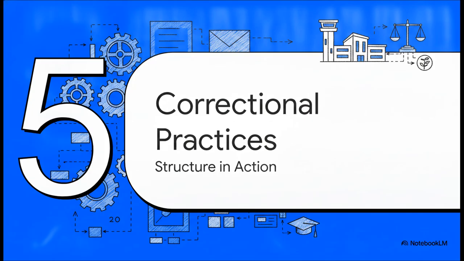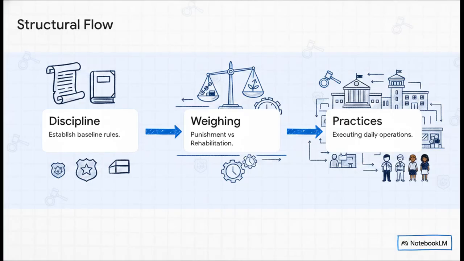Section 5, Modern Correctional Practices, the final structure in action. So how is this overarching architecture applied every single day? It follows a very specific flow. First, a baseline of criminal justice discipline is established. The rules are set. Next, when a rule is inevitably broken, the system has to weigh the response, punishment versus rehabilitation. How do we respond structurally to this crack in the wall? Finally, that decision is executed through daily correctional practices.